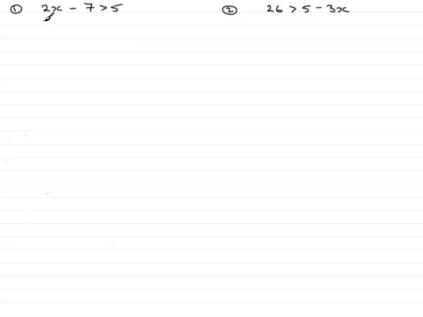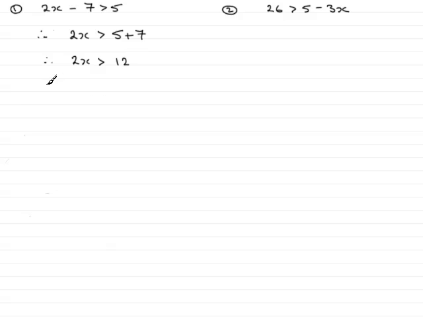Okay, let's get cracking on the first one here. 2x minus 7 is greater than 5. Now if I was solving this, I would add 7 to both sides, so therefore what we would have is 2x is greater than 5 add 7. Adding 7 doesn't change the inequality sign. Clean this up and we have 2x is greater than 12.